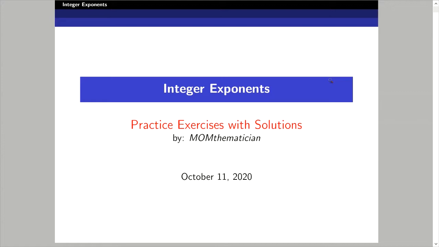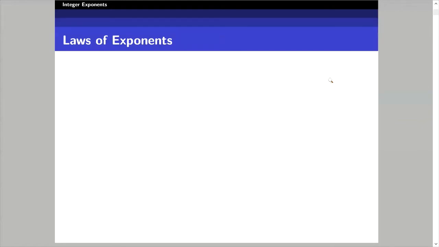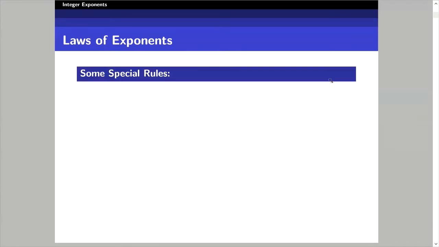Let me help you on how to deal with integer exponents. All right, let's start. Okay, let's have a quick review on the laws of exponents. These are rules of exponents. Let's have some special rules first.